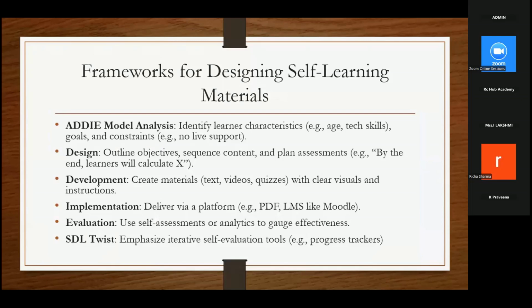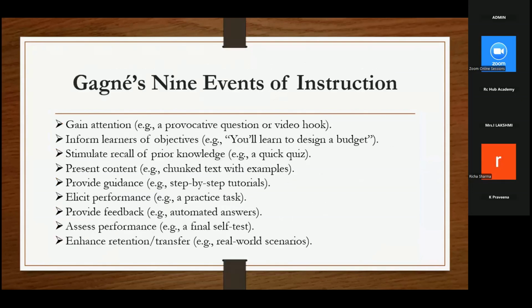And that's what we are saying, that this ADDIE model consists of analysis, design, development, implementation, and evaluation. So this is about the ADDIE concepts. And another one is Gagne's nine events of instruction. Suppose you want to make a material, then these nine things are very important.